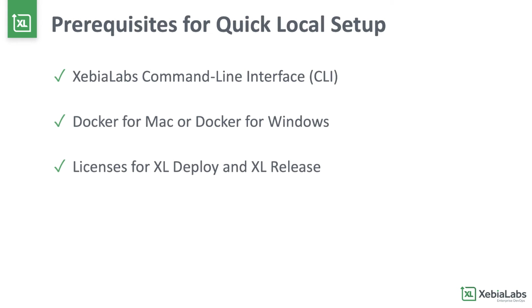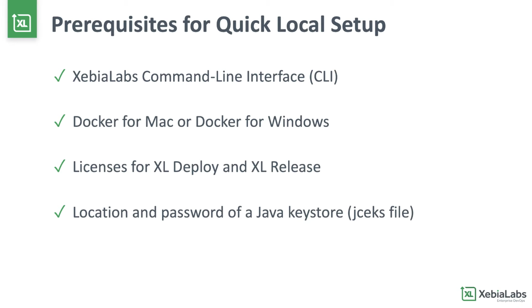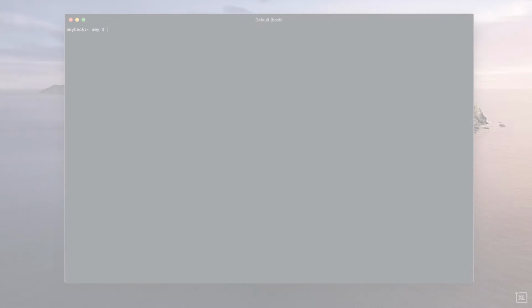You'll also need licenses for XL Deploy and XL Release. If you don't already have licenses, you can sign up for a free trial at XebiaLabs.com. Be sure to note the full path to the location where you've saved the license files. You'll need that information later. Finally, you need the location and password of a Java key store that will be used to encrypt secrets in the XL Deploy and XL Release repositories. If you don't already have a key store, you can use the Java Keytool command line tool to generate one. After you've satisfied the prerequisites, it's time to dive in.